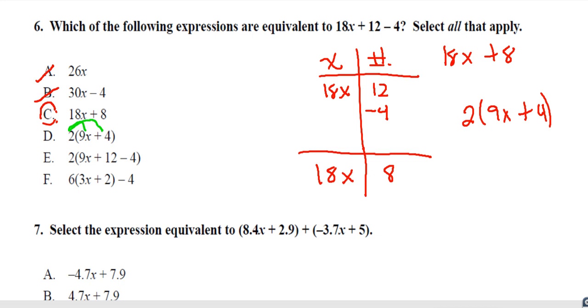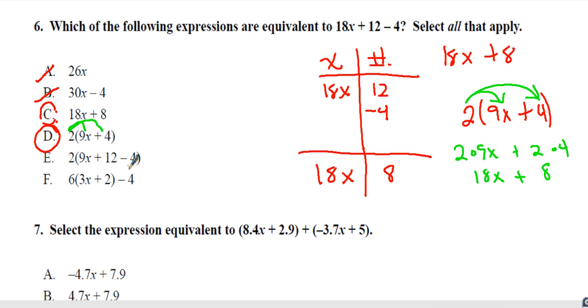The distributive property allows you to multiply the term on the outside by all the terms on the inside. So 2 times 9x plus 2 times 4. 2 times 9x is 18x. 2 times 4 is 8. So 18x plus 8 again, so that works. So D is accurate. And at this point, I look at the next one.